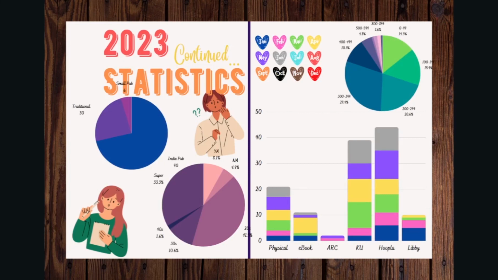All right, on to our next and I think final page. So we will start kind of over here on the left-hand side. These are publishers. So the big blue chunk is indie published. The darker purple is the traditional. And then I do have a little bit of small publishers that I keep track of.